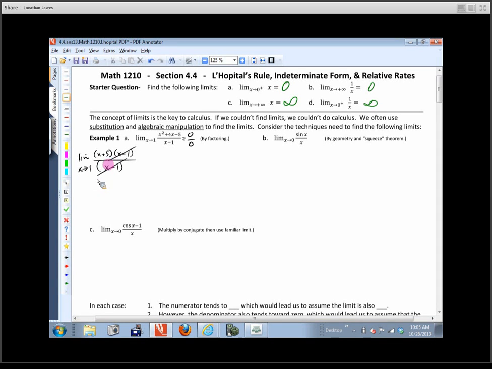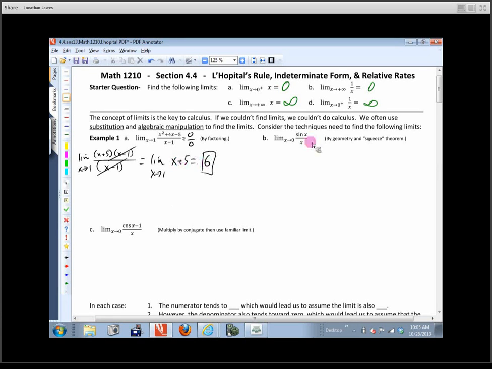So for anything except 1, these two are exactly the same number. They're not 0. I can cancel them off. So I end up finding the limit as x approaches 1 of x plus 5. So I end up with an answer of 6.